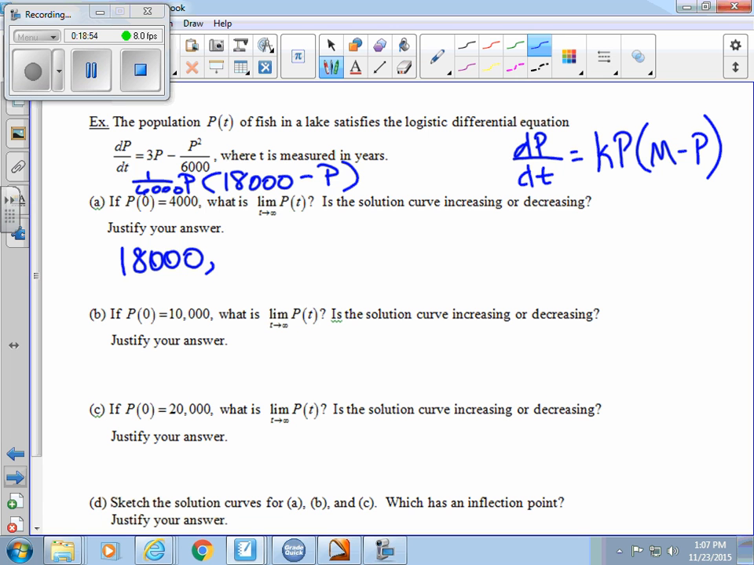It is increasing because you start with 4,000 fish. And I'm always going to be increasing toward that limiting factor. I'm going to level off, but I'm always going to be increasing toward that limiting factor. When would I be decreasing? If I started out above the 18,000, then I would be decreasing. That makes sense. So increasing.